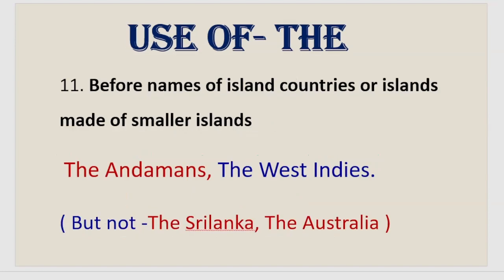Okay. Next, we use the before names of island countries or islands made up of smaller islands. The Andamans, the West Indies. We cannot say the Sri Lanka or the Australia, because they are bigger island countries. So, bigger island countries go without the.